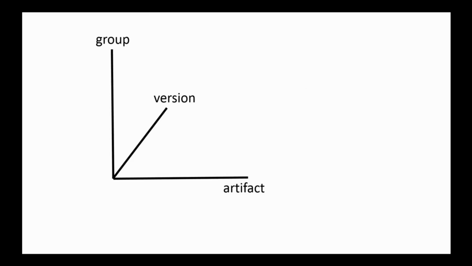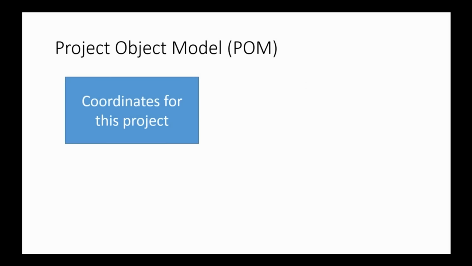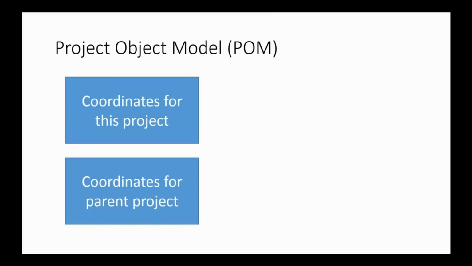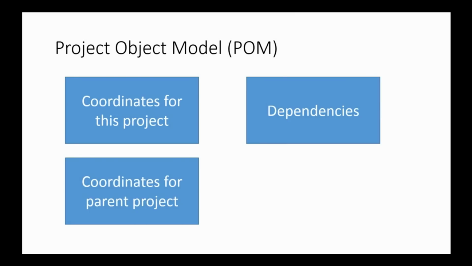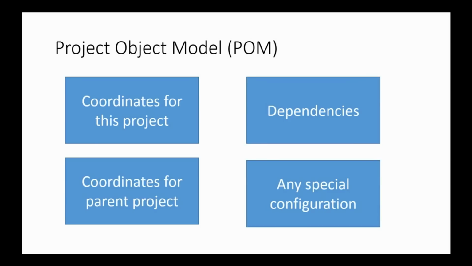The coordinates are group, artifact, and version. So if you have a particular group ID, an artifact ID, and a version number, that uniquely identifies a project to Maven. Each project is described in a special file called the project object model, or POM. This contains the coordinates for the project, possibly the coordinates for its parent project if it has one, a list of the dependencies that the project has, and optionally some other special configuration.